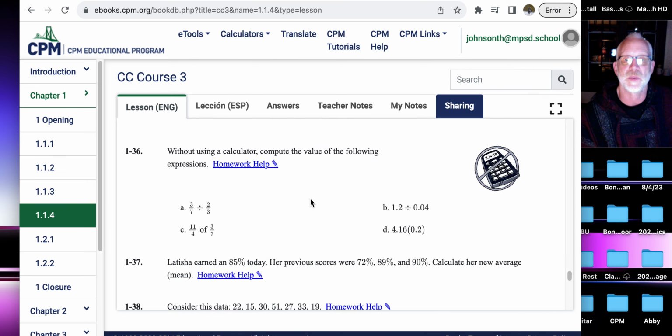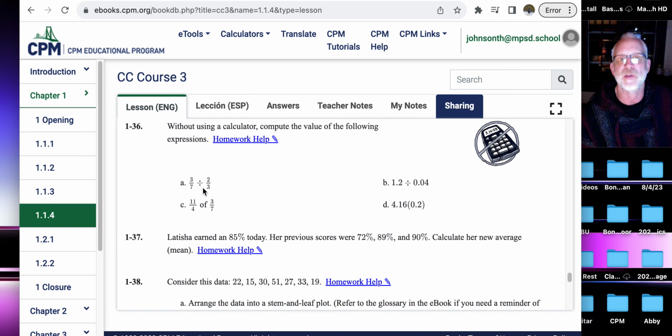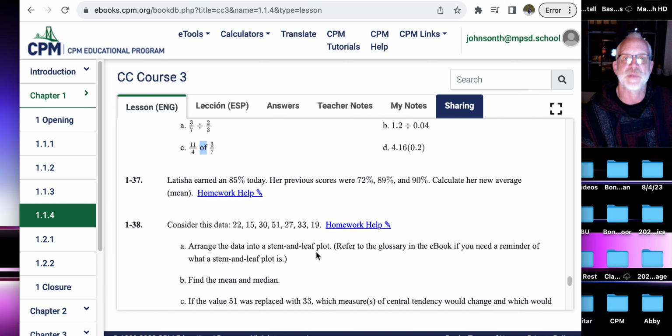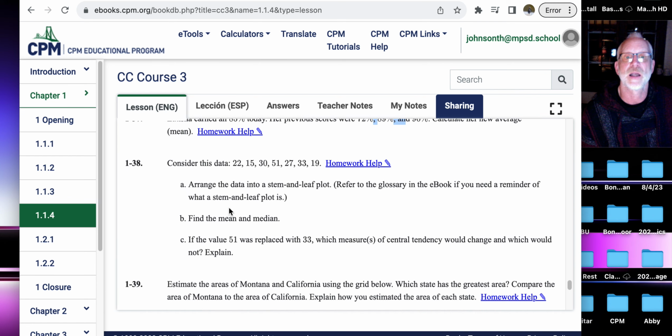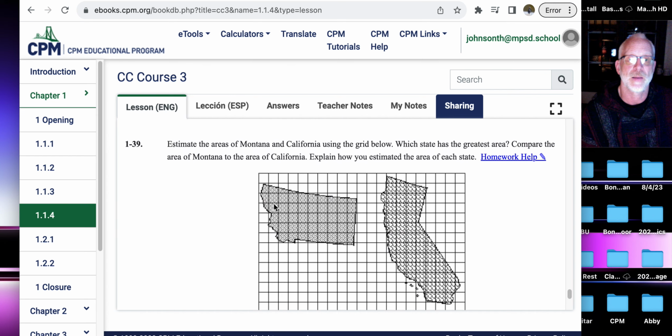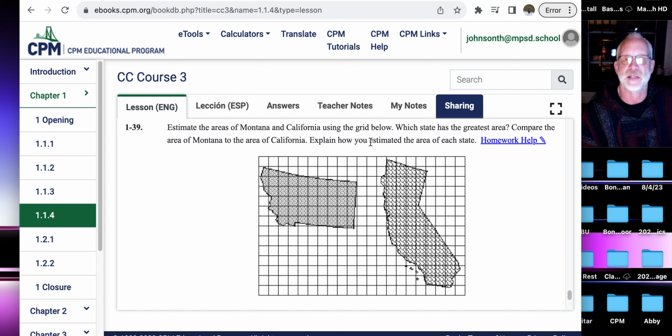Without using a calculator, compute the value of the following expressions. Remember, if you're dividing, you flip the second and multiply. If you are seeing the word of, multiplying, multiply, and divide. Letitia earned an 85% today. Her previous scores were 72, 79, 89, and 90. Calculate her new average. Consider this data stem and leaf plot, homework help, median and mean, and then estimate the areas of Montana and California using the grid below. Which state has the greatest area?